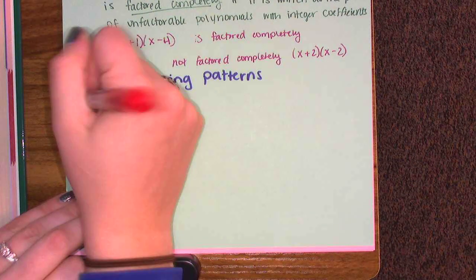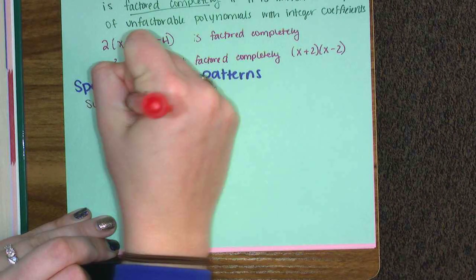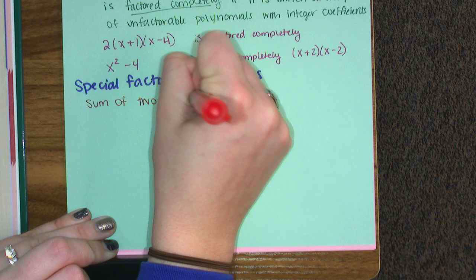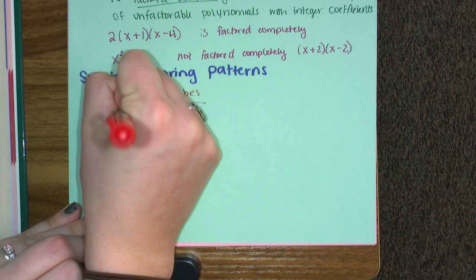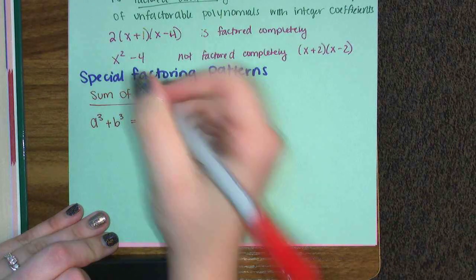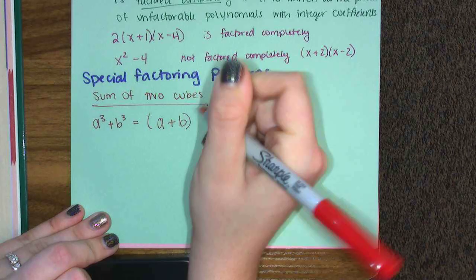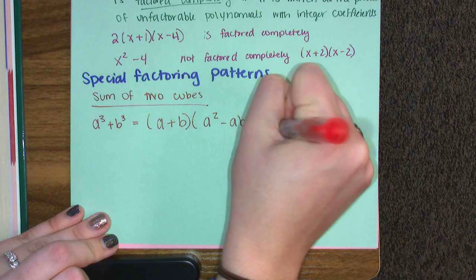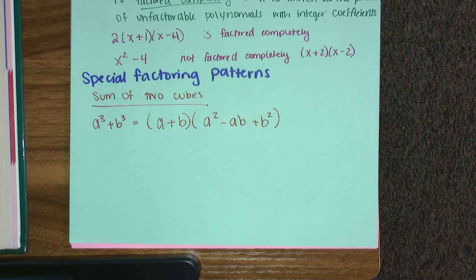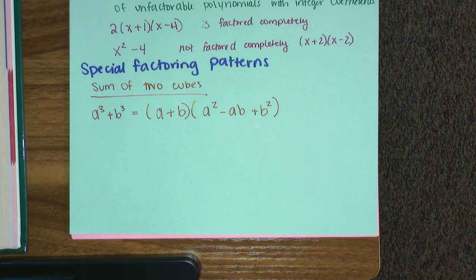So the first one is the sum of two cubes. So this is a cubed plus b cubed, and this would factor into (a + b) times (a squared minus ab plus b squared). So this one's a little nicer because you don't have to worry about numbers other than, obviously, if the a or the b term is a number. But otherwise, you don't have any extra numbers like with the formulas from the last section, where we had the 1, 3, 3, 1 pattern that went with it. So that's the sum of two cubes.